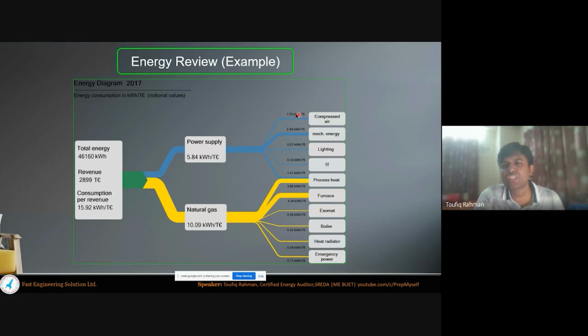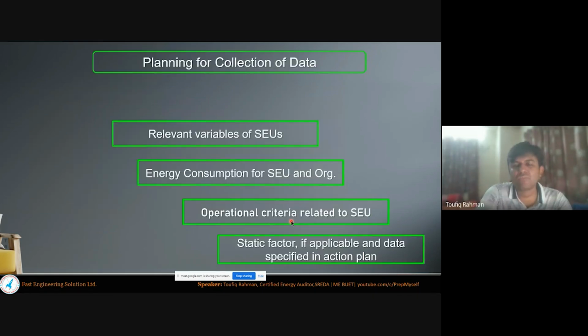You see that the compressed air system uses 1.03 kilowatt-hour per dollar, per euro maybe. So this is the energy consumption. If we know everything, then we go further to planning for data collection.